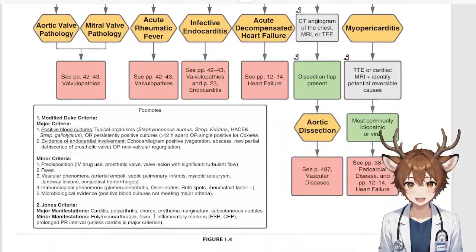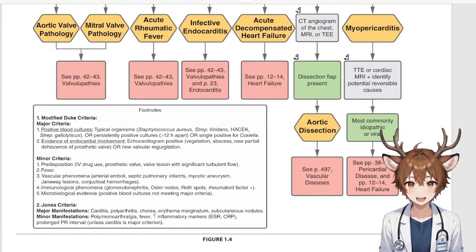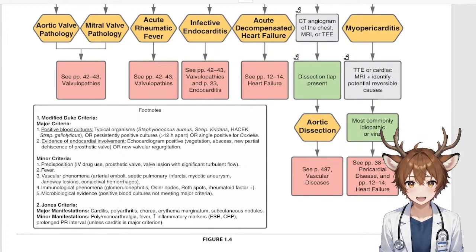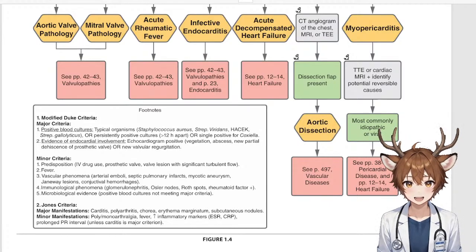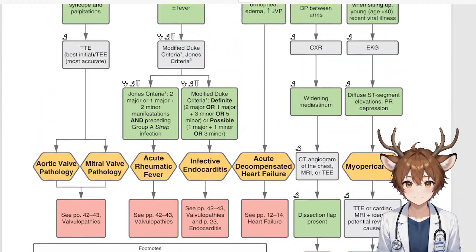What about Jones criteria? Jones criteria, major manifestations: carditis, polyarthritis, chorea, erythema marginatum, subcutaneous nodules. Minor manifestations: poly/monoarthralgia, fever, elevated inflammatory markers, ESR, CRP. Prolonged PR interval unless carditis is a major criterion. Okay, so let's say we do that.